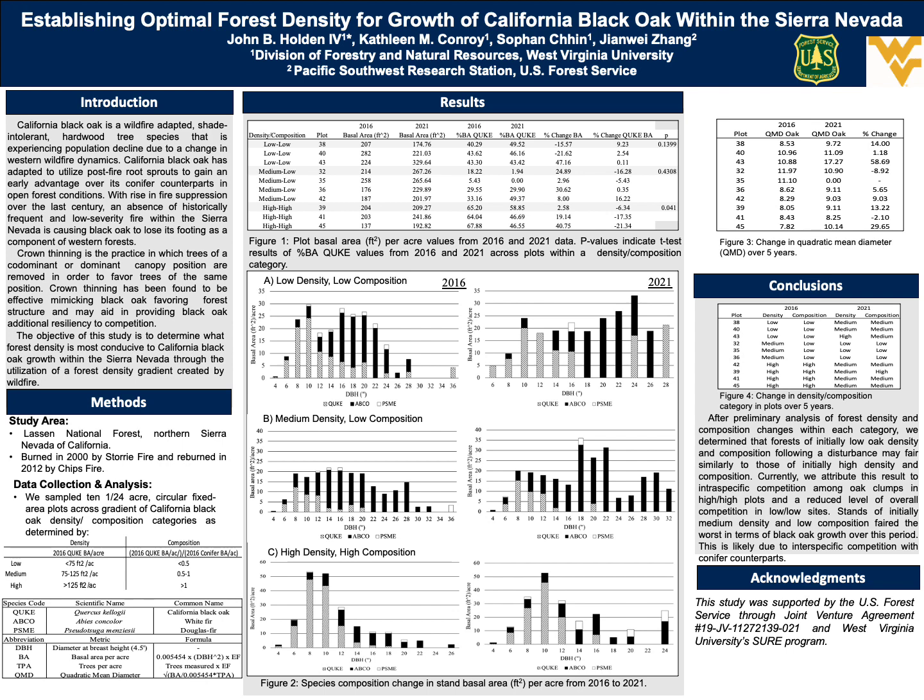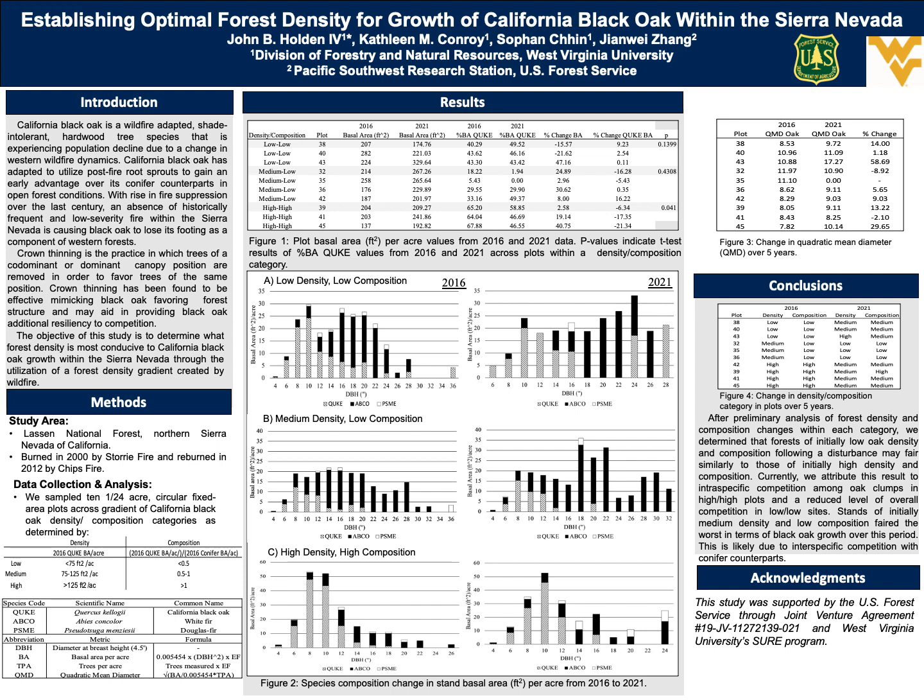So, what does all of this mean? Figure 4 demonstrates that sites of initially low oak density and composition may fare similarly to that of initially high oak density and composition sites. We currently believe this to be due to low levels of inter- and intraspecific competition in low sites, in combination with greater levels of intraspecific competition among oak in high density and high composition category.